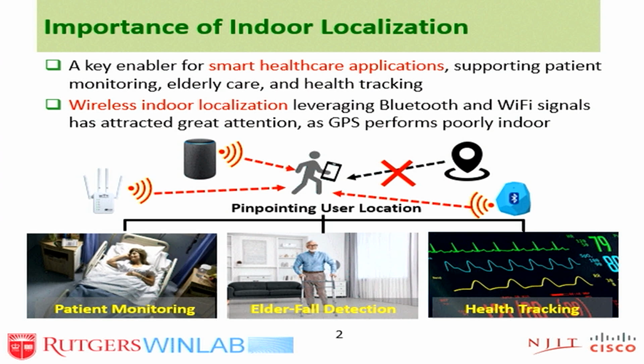Indoor localization plays a central role in smart healthcare applications, such as patient monitoring, fault detection, and also daily health tracking. These applications are often performed in areas such as a patient's house, clinics, or long-term care facilities, where real-time knowledge of the locations of the patients or persons is essential for their safety and also for the facility's responsibility. But due to the poor performance of GPS in indoor scenarios, wireless-based indoor localization attracts a lot of attention. These techniques offer a promising alternative for pinpointing user locations using Bluetooth or Wi-Fi inside a building.